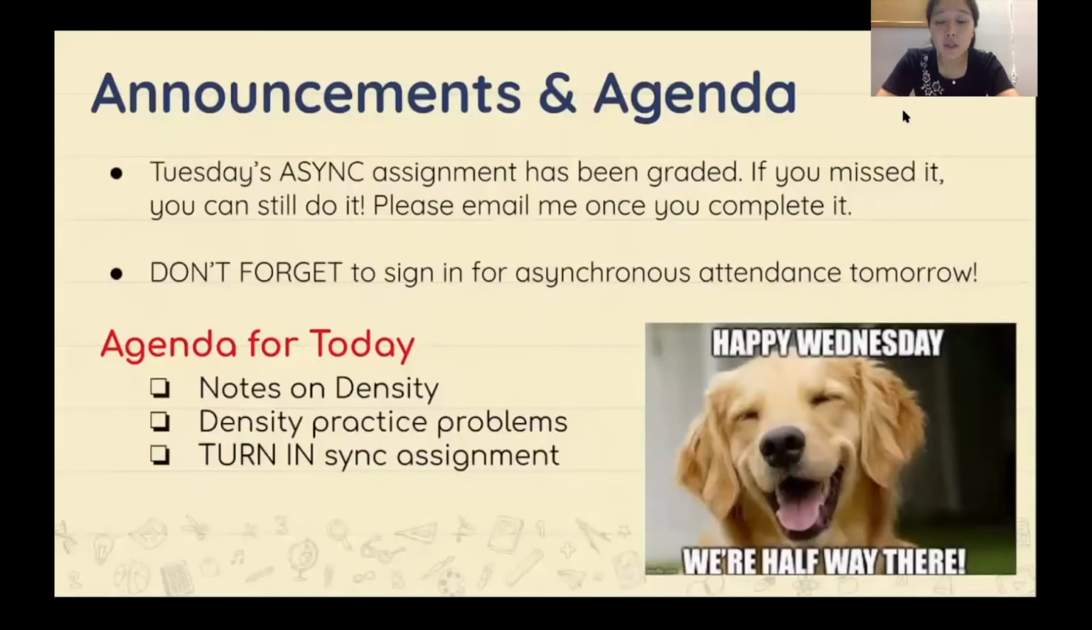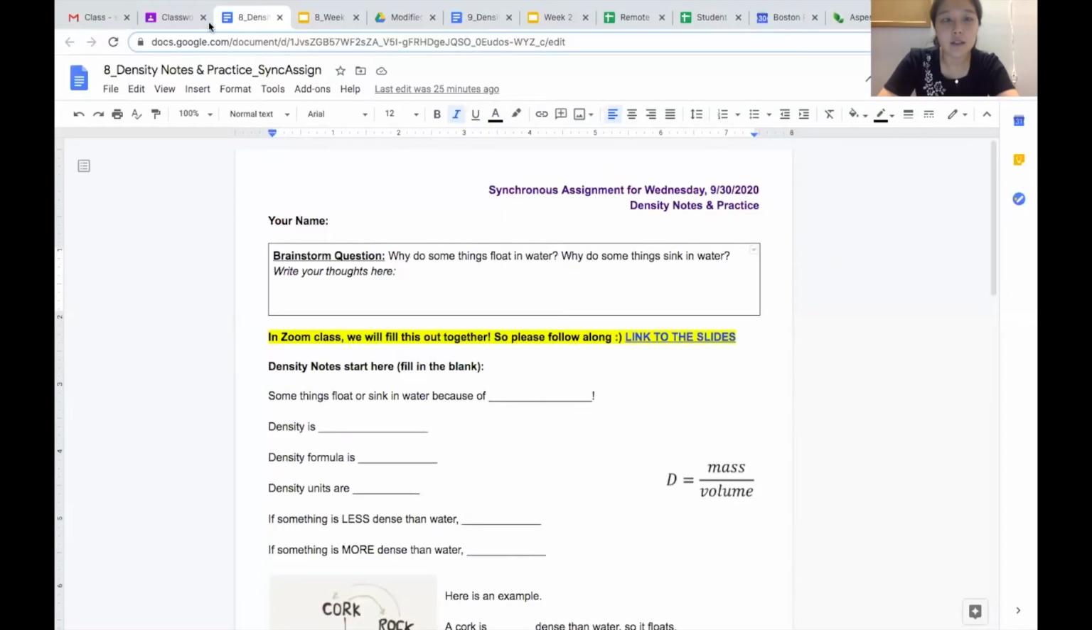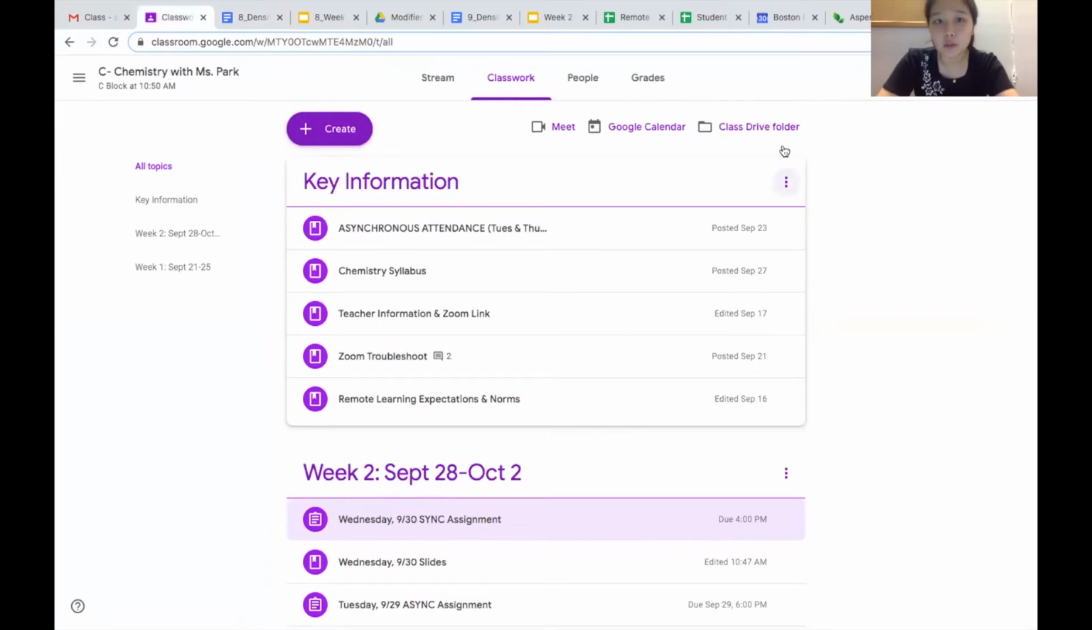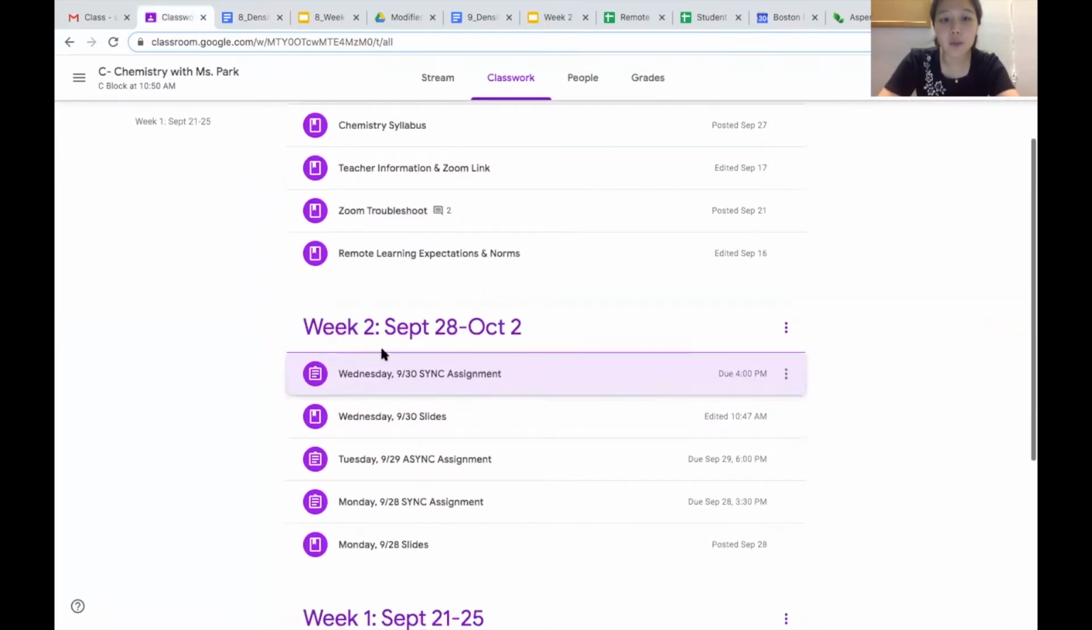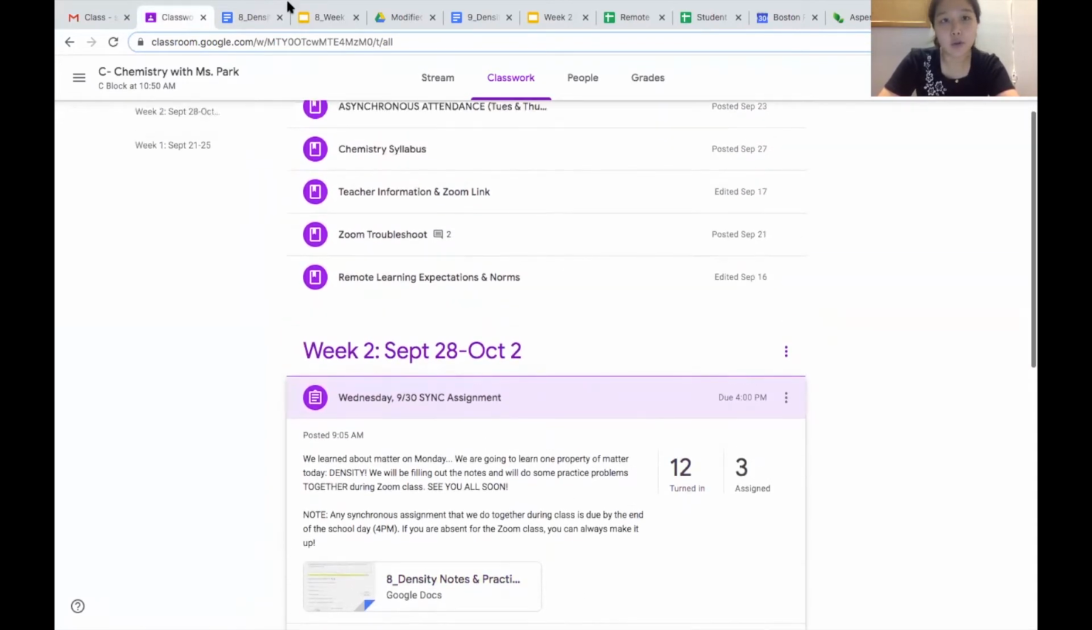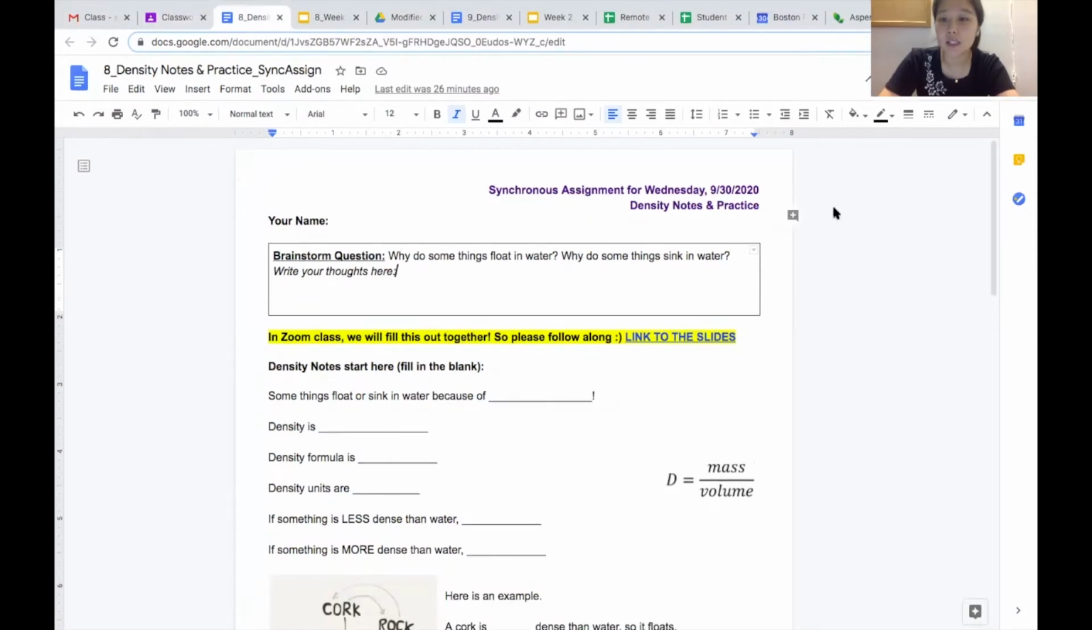density, notes on density, and we did some density practice problems. So I'm gonna show you where to find this synchronous assignment. If you go to your Google Classroom, under week 2, it says Wednesday, September 30th sync assignment. If you click on that, there should be a Google Doc for you. So open that up and it's gonna look like this.